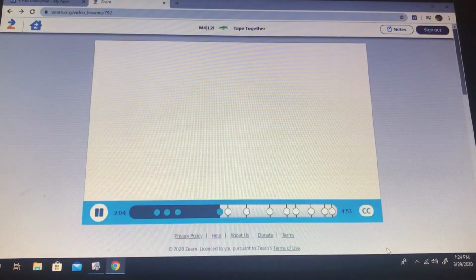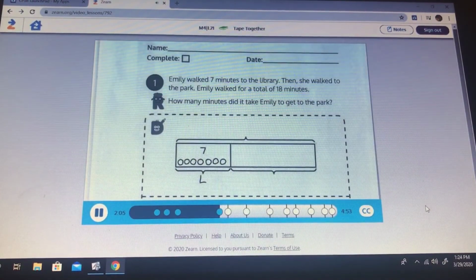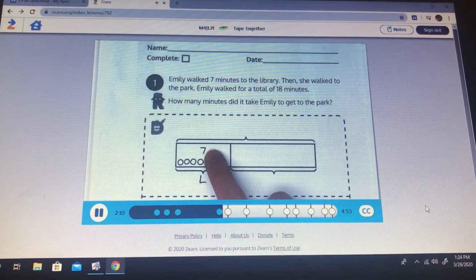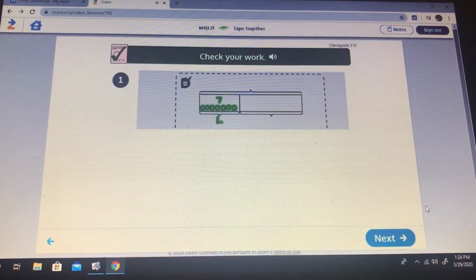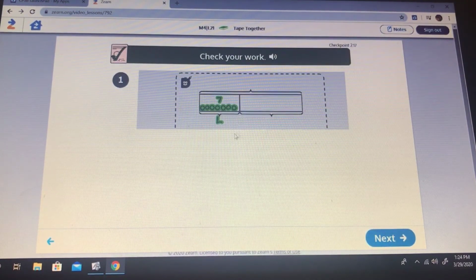I drew 7 circles here. I wrote a 7 above the circles and labeled the rectangle L for library. Check your work. So this is what your work should look like. If you did it correctly, you should have 7 circles labeled with a 7 above your circles and an L below your circles. That shows that she walked 7 minutes to the library.